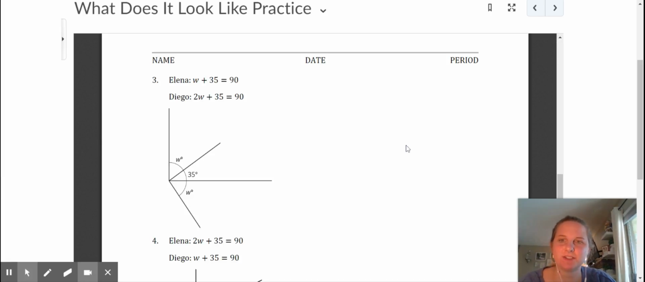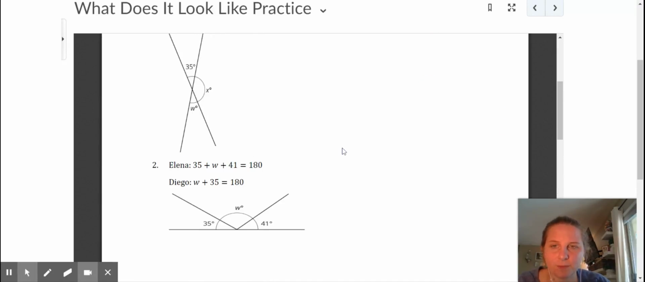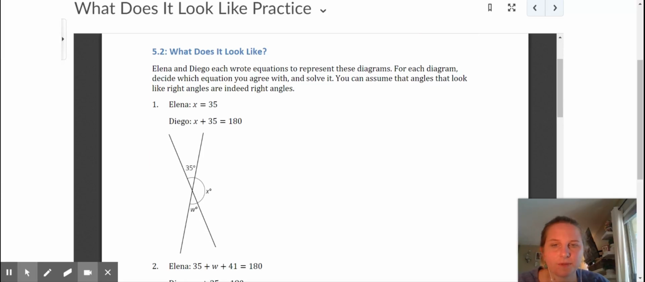Guys, I wanted to just go over this problem a little bit, and then I'm going to put an example in the discussion group so you see kind of what I'm looking for. So this is your practice. You're supposed to use everything that you have learned from the notes and from the video and use it to help you solve this.